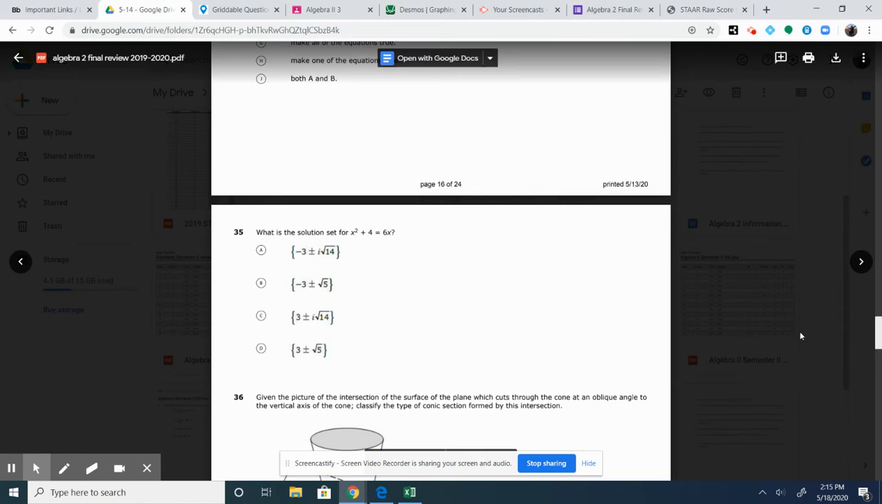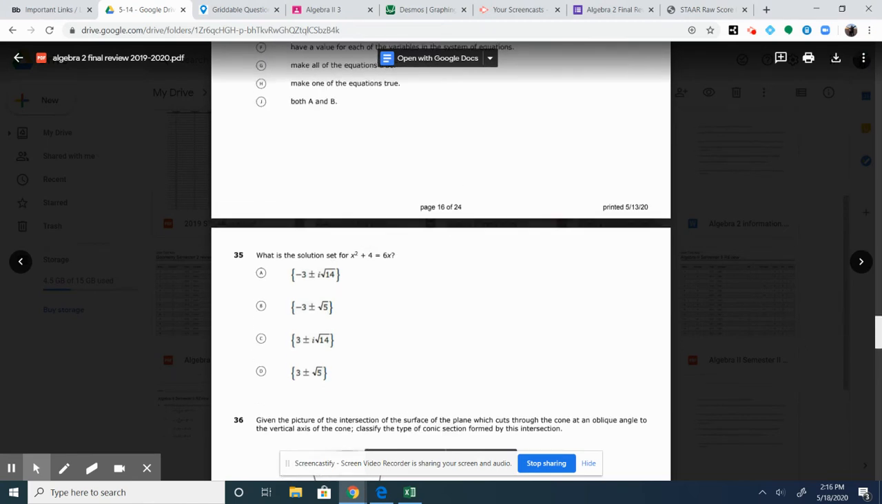So the first step that we want to do is that we want to move 6x to the other side to make it equal to 0. So we're going to subtract 6x on both sides. So x squared minus 6x plus 4 is now equal to 0.